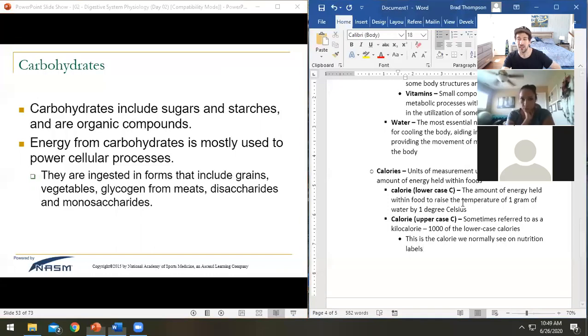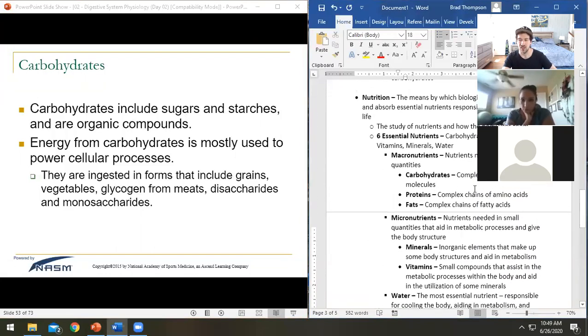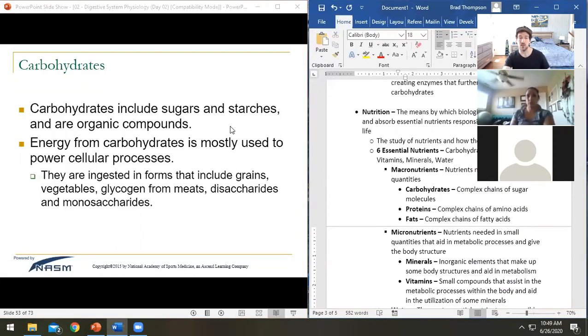So like I mentioned earlier, carbohydrates are going to be these complex chains of sugar molecules. They're going to include things like sugars and other starches. Most of your energy in terms of your diet should be coming from carbohydrates. About 45 to 65% of your energy per day should be coming from carbohydrates. So those are going to be in the forms of grains, vegetables, glycogen found in meats, although that's a very, very small amount. And then disaccharides and monosaccharides, AKA sugars, things like honey or just straight up table sugar.